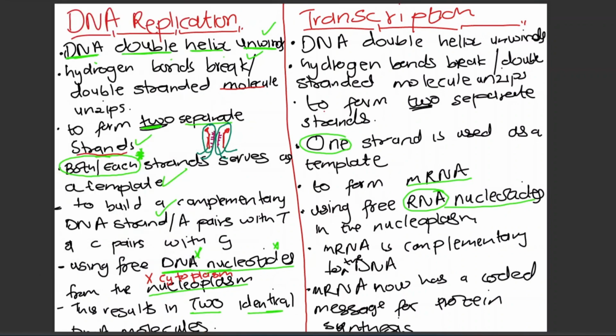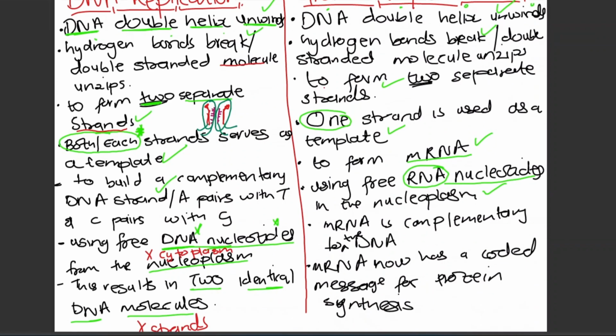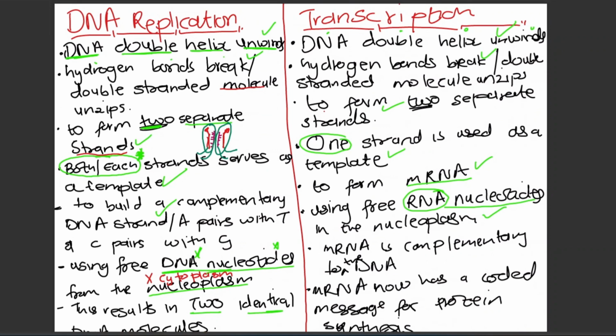Let's look at the marking for transcription. DNA double helix unwinds, I've explained that. So the words DNA double helix unwinds will need to be there. Weak hydrogen bonds break or the molecule unzips to form two separate strands. One strand is used as a template. In DNA replication, both. To form messenger RNA using free RNA nucleotides in the nucleoplasm and not cytoplasm. Now, messenger RNA is complementary to DNA, and messenger RNA now has the coded message for protein synthesis. Like I've mentioned already, the first 3 points for both DNA replication and transcription are the same. Then the next points obviously will differ.